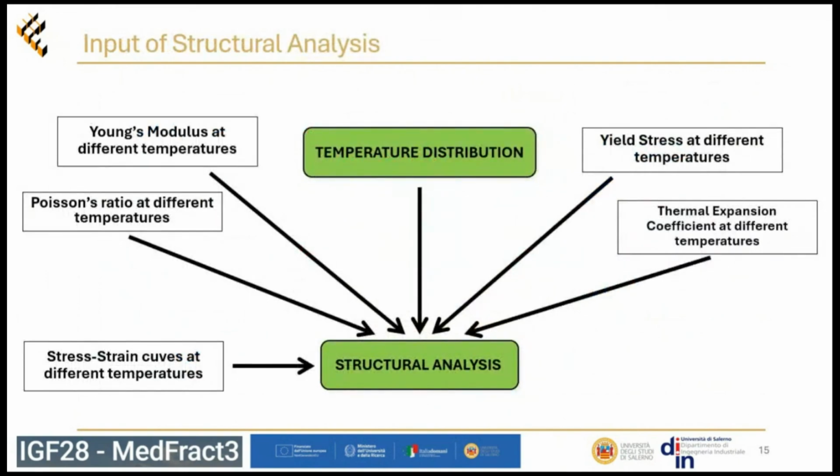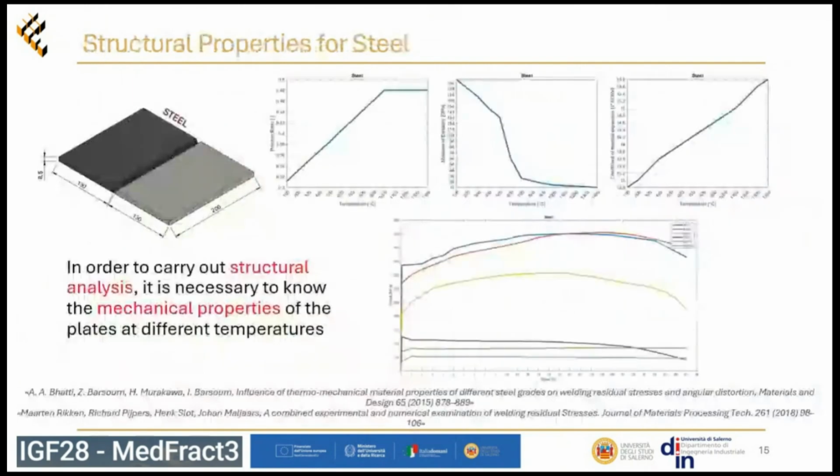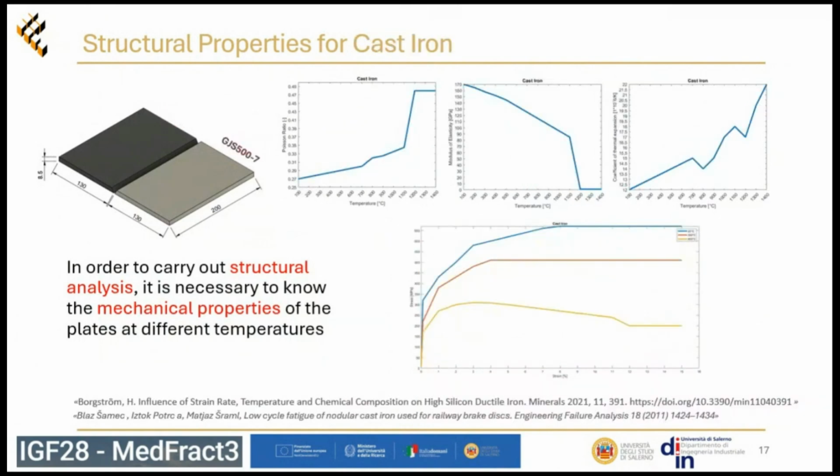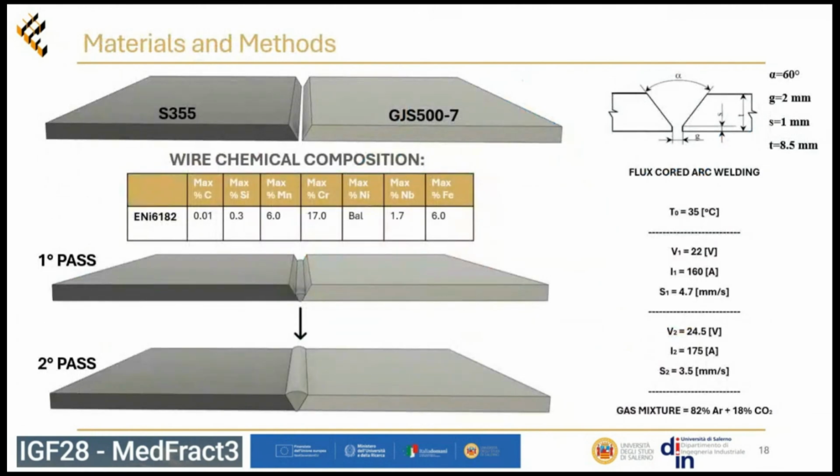And for structural analysis, we needed as input the temperature distribution, as I told before, converted into a load. We also needed stress and strain curves at different temperatures, Poisson ratio, Young modulus, yield stress, and thermal expansion coefficient at different temperatures. These are the mechanical properties that I used for steel, and these are the mechanical properties that I used for cast iron at different temperatures.